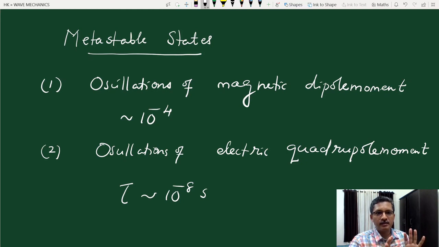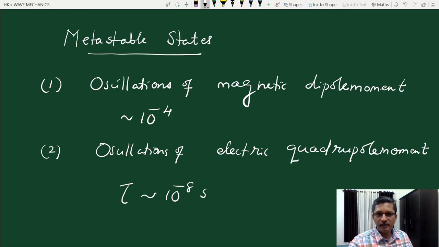So understand that the mechanism behind the longer lifetime of metastable states is this. In such states, radiative transitions by oscillations of electric dipole moment are forbidden. But other processes like oscillations of magnetic dipole moment and oscillations of electric quadrupole moment are possible, but they are less efficient and hence slow. That is why these states are longer lived. Okay, so this concludes our discussion on radiative transitions.